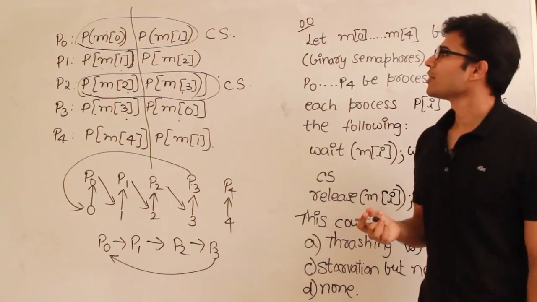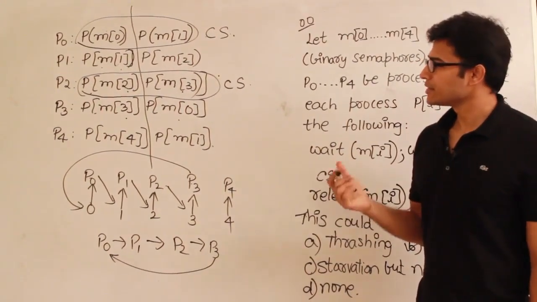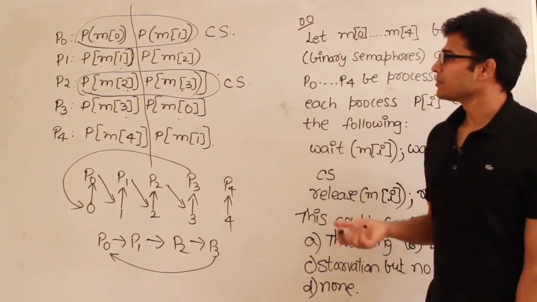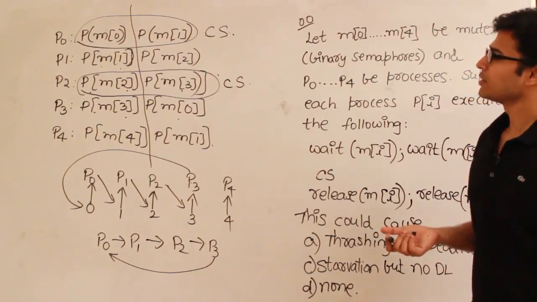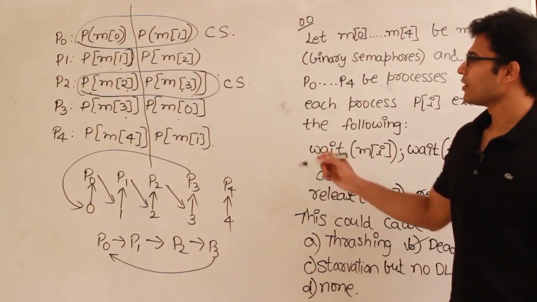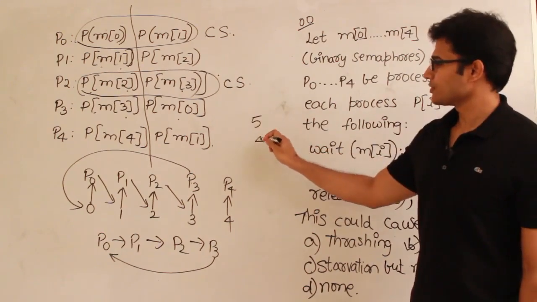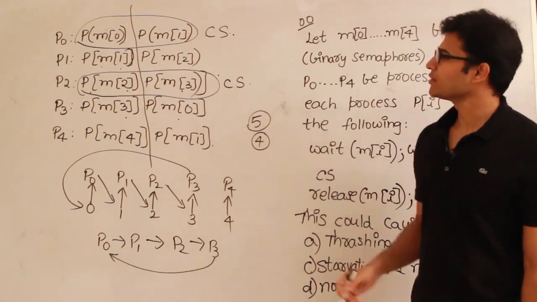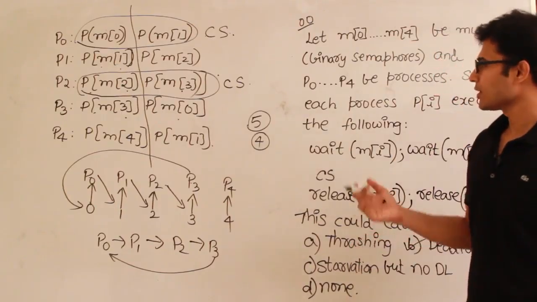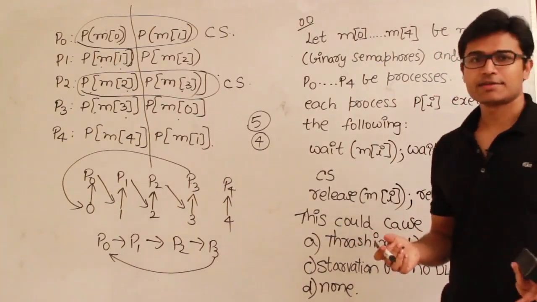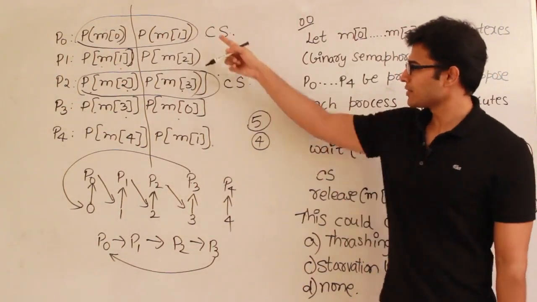What if the question is how many processes can enter the critical section? The maximum number of processes that can be present in the critical section. How many processes do you think can enter? There are 5 mutexes and 4 processes, and I am guessing that 2 is the maximum number of processes, but you can cross verify it. They didn't ask that, but I'm just trying to do it.